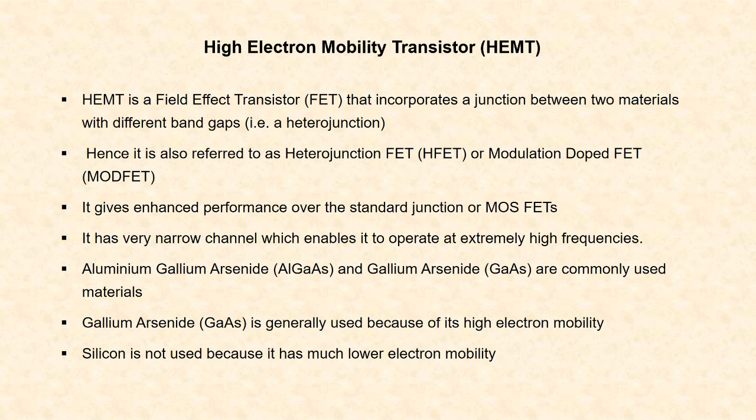It has a very narrow channel which enables it to operate at extremely high frequencies. Commonly used materials for HEMT are aluminum gallium arsenide and gallium arsenide. Among these, gallium arsenide is generally used because it has high electron mobility. Silicon is not used because it has lower electron mobility.